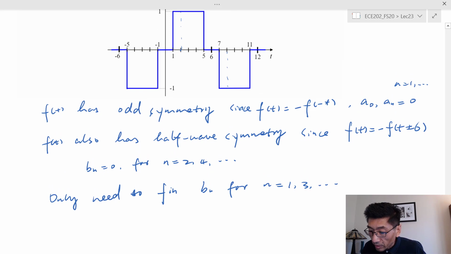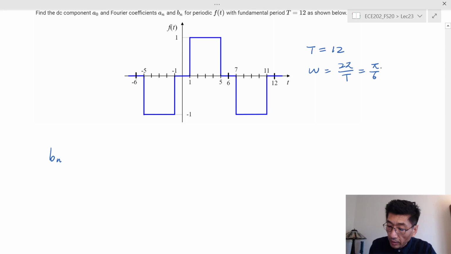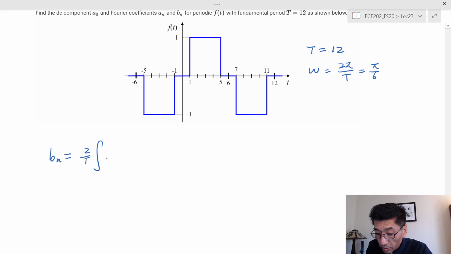Let me copy this waveform so that I can see it. So omega equals 2 pi over T, that's pi over 6. Therefore we have Bn equal to 2 over T, and we go from 0 to 12, of f(t) sine n omega t dt. And now we're going to integrate in two intervals. So 2 over T is 1 over 6.